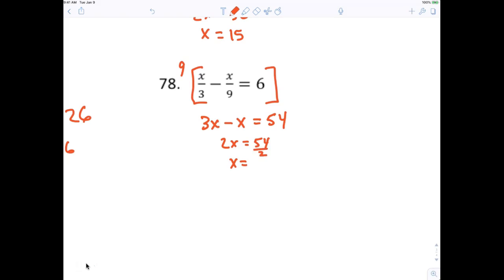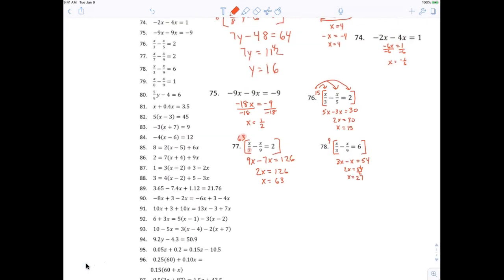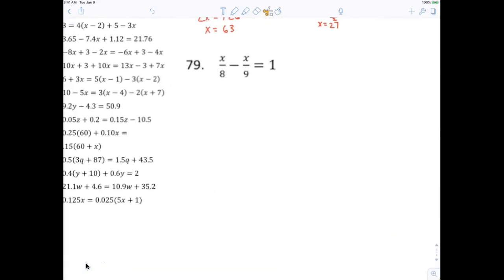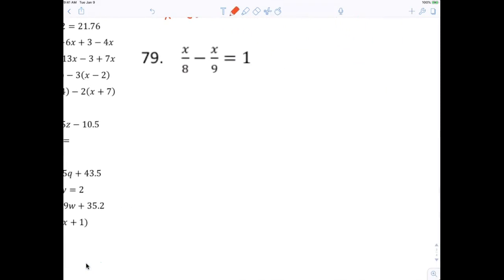Two goes into 5 with how many left over? So you put a 1 in the corner. Yeah, look how easy that is. 27. All right, Aiden. 79 for you. All right, what am I multiplying by?